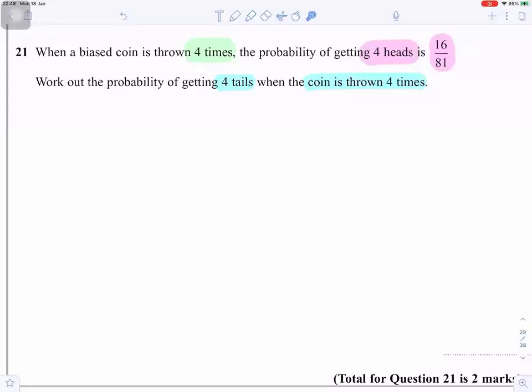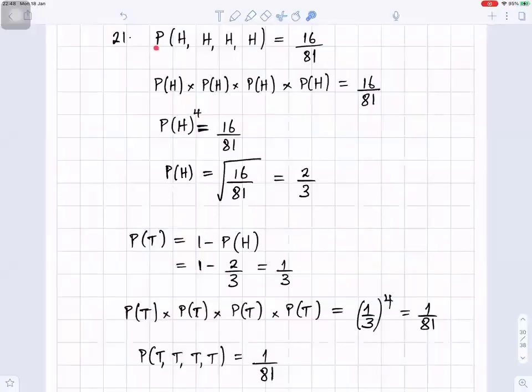Question number 21. When a biased coin is thrown 4 times, the probability of getting 4 heads is 16/81. Work out the probability of getting 4 tails when the coin is thrown 4 times. So the probability of getting 4 heads is 16/81. What that means is the first time probability of a head, the second probability of a head, the third time probability of a head, the fourth time probability of a head. You multiply all of them. So that means probability of a head to the power 4. That means 4 times. Now, the inverse of power 4 is the 4th root.